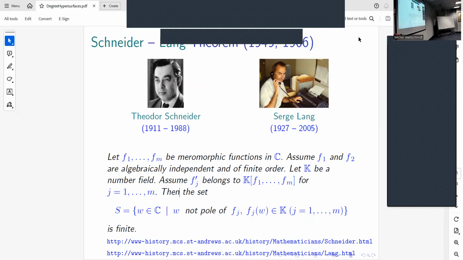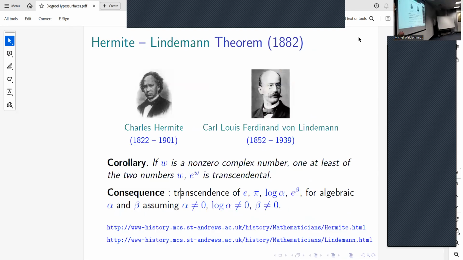This result has a number of consequences. The first consequence is the theorem of Hermite-Lindemann, which states that if w is a non-zero complex number, at least one of the two numbers w, exponential w is transcendental. If w is algebraic, exponential w is transcendental. If exponential w is algebraic, then w, which is the logarithm of the algebraic number, is transcendental, provided w is non-zero. You deduce the transcendence of pi, and of log of an algebraic number, as a consequence of the Hermite-Lindemann theorem, which follows from the Schneider-Lang theorem. So this is one example.